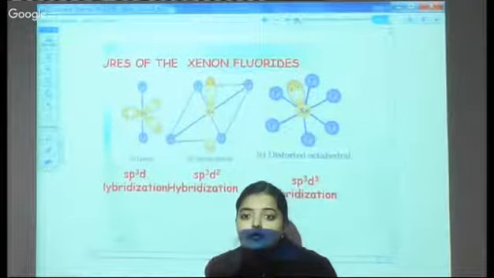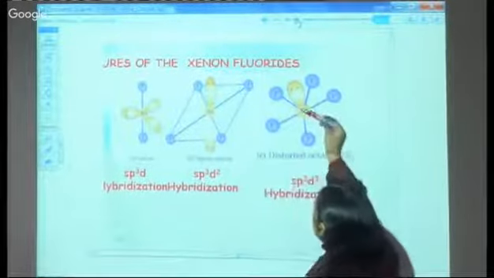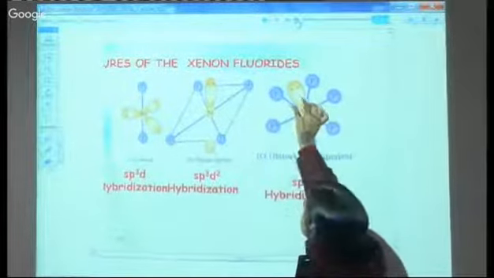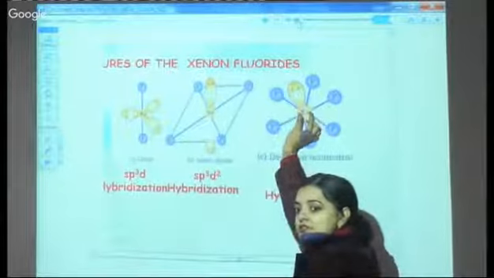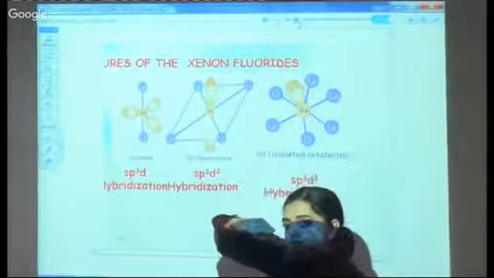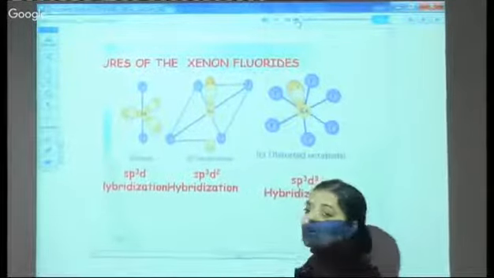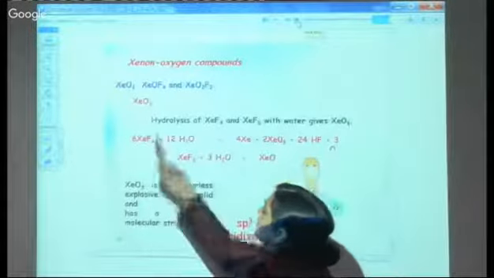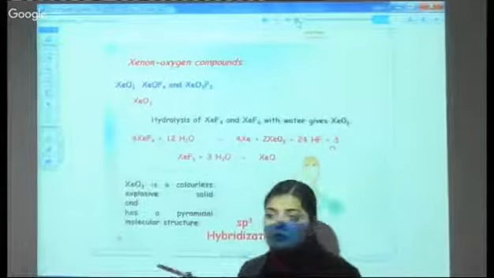So where that lone pair would have been accommodated, a distorted octahedral is actually formed. That fluorine gets steric hindrance from this lone pair, and it gets shifted a bit from the 90-degree angle, because of which it gets a distorted octahedral structure. Fine. Next slide, please.